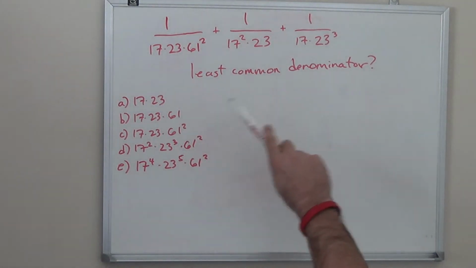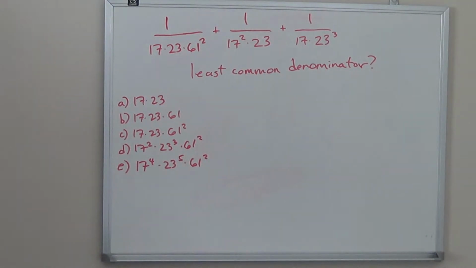We've got some ugly looking fractions, and from that we're supposed to determine what the least common denominator is. So take a look at it, see if you can make sense of it. You can pause the video and then we'll come back and we'll make sense of it together. Alright, so here we go.